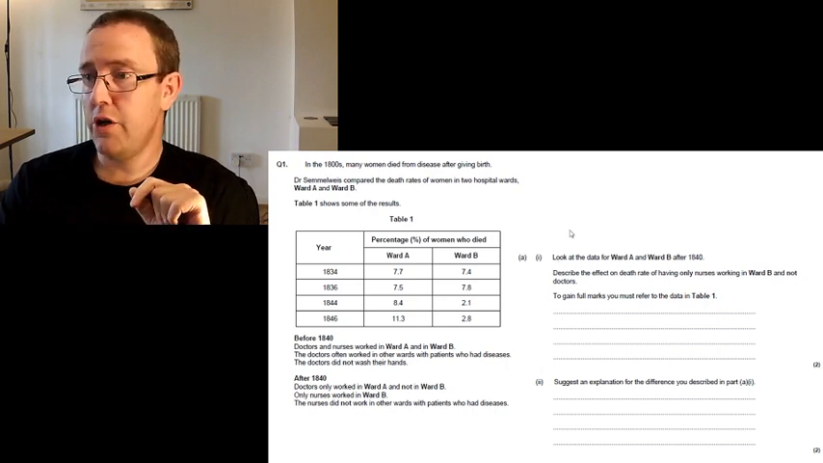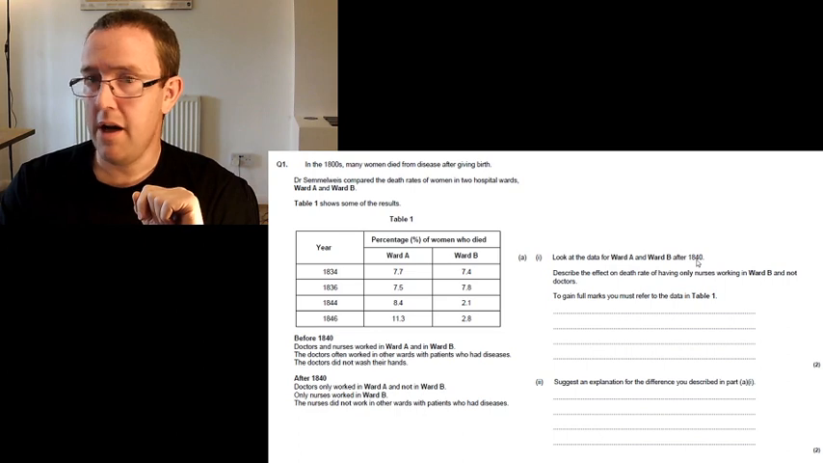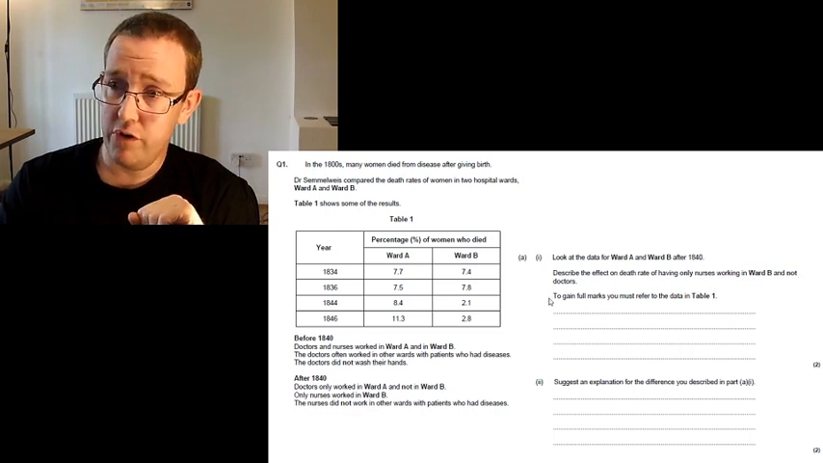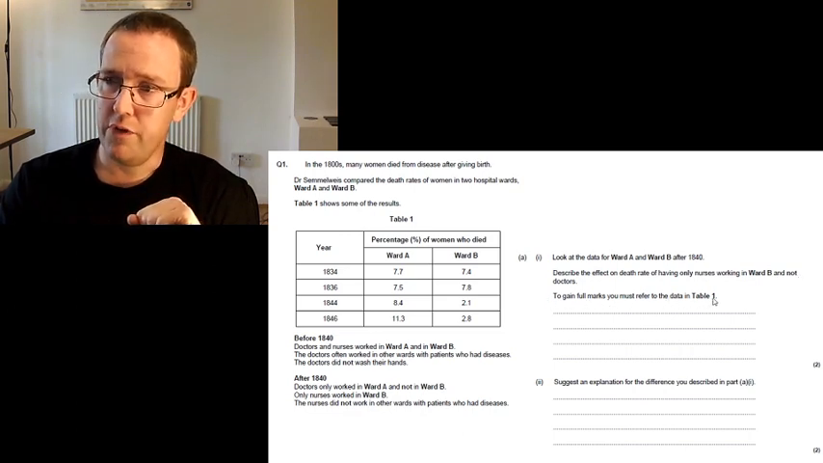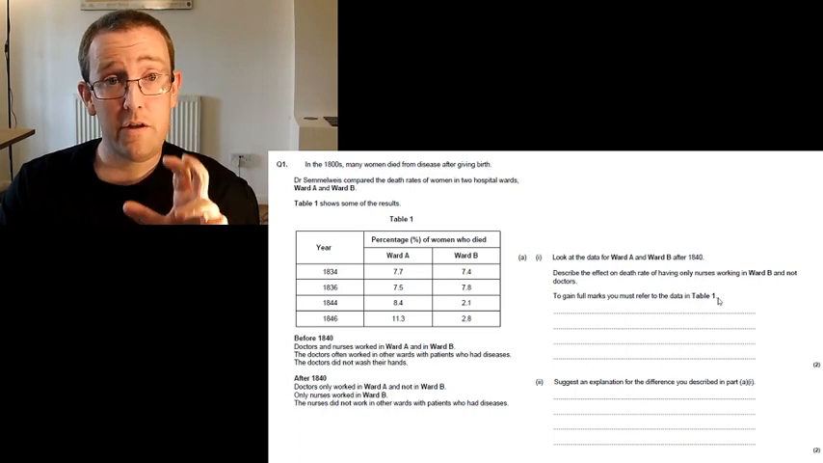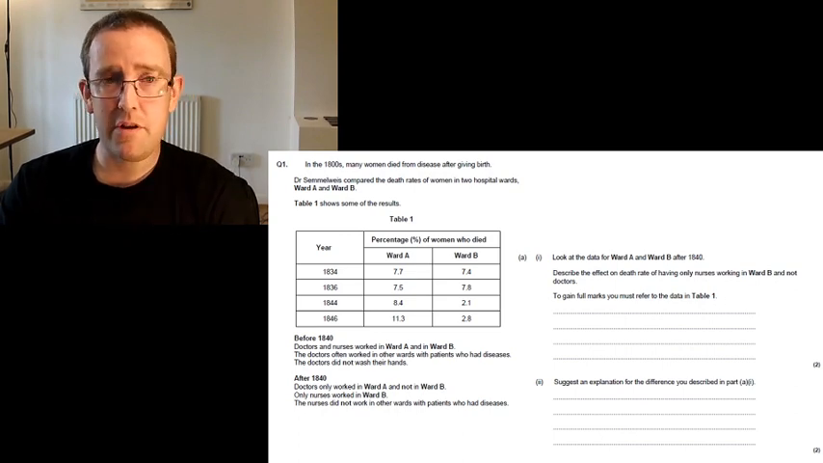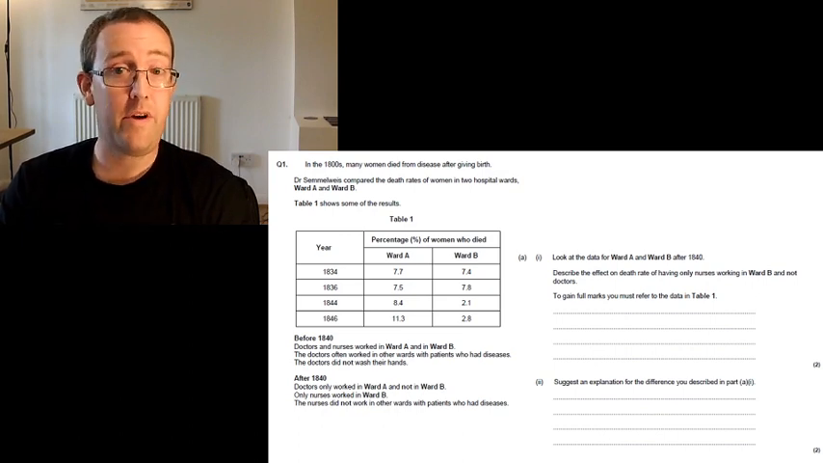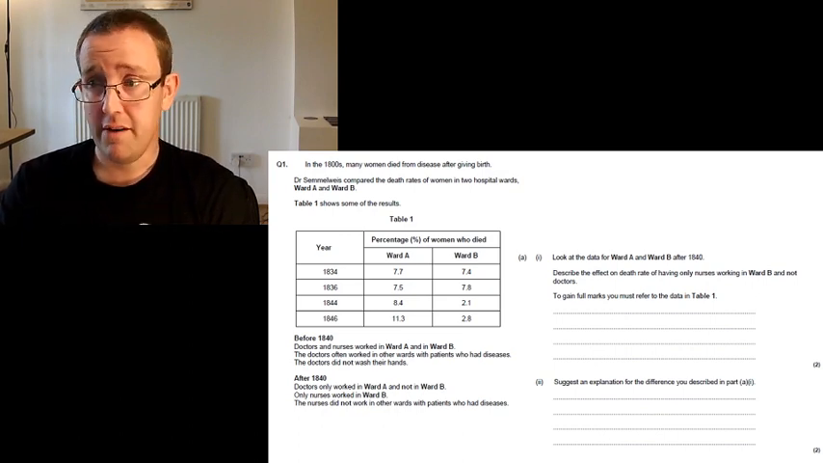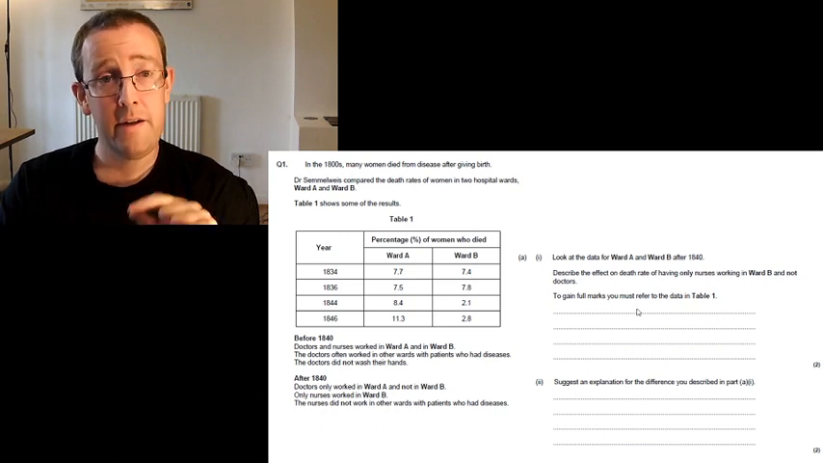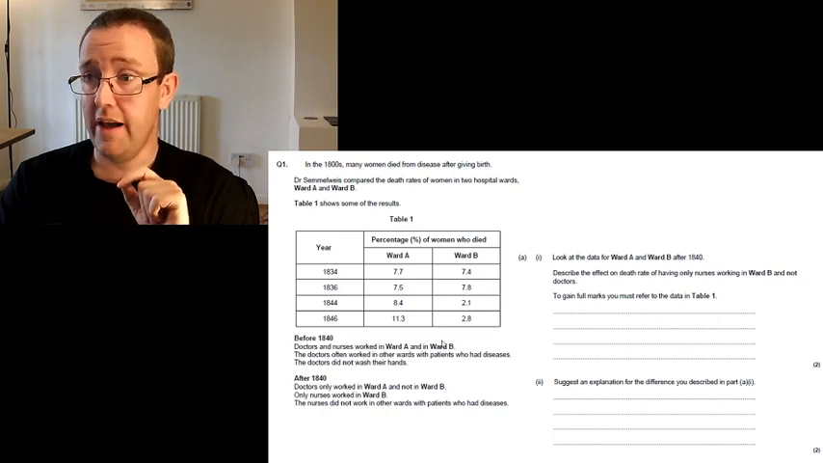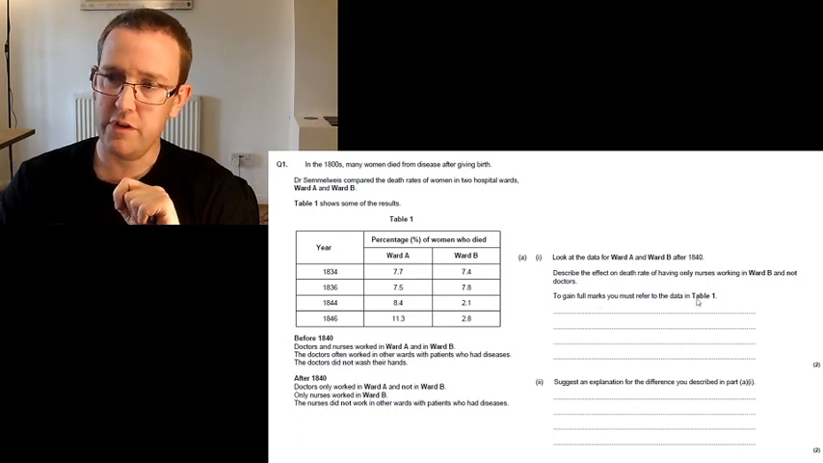So look at the data for Ward A and Ward B after 1840. Describe the effect on death rate of having only nurses working in Ward B and not doctors. And to gain full marks, you must refer to the data in Table 1. So, two things there. Your command word is describe, so there is no need for you to use the word because. If you use the word because, you're doing an explain question. You're doing that wrong. That's the next question down here. Describe is literally say what happened. And it says there, to gain full marks, you must refer to the data in Table 1.